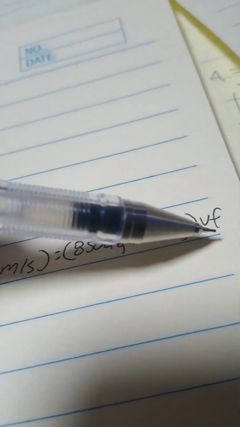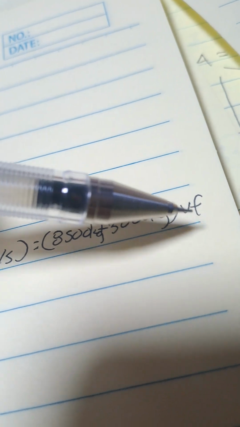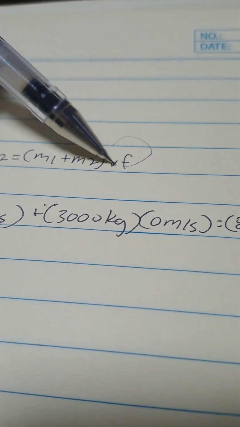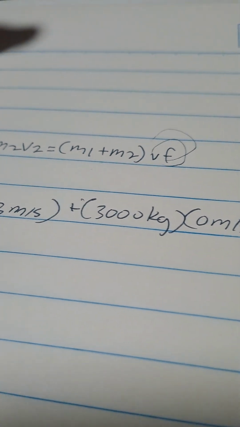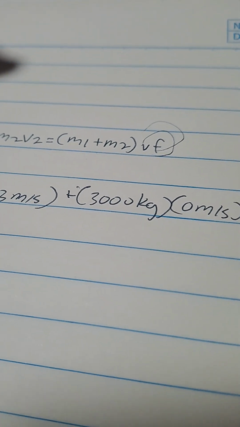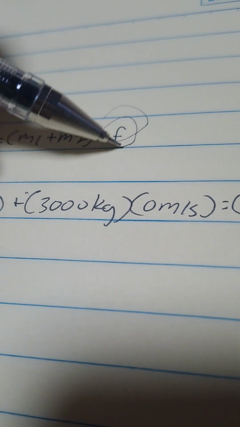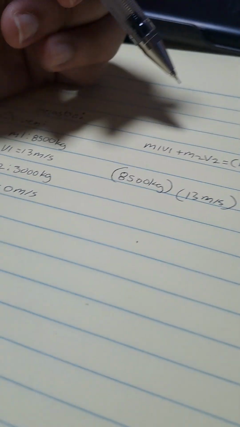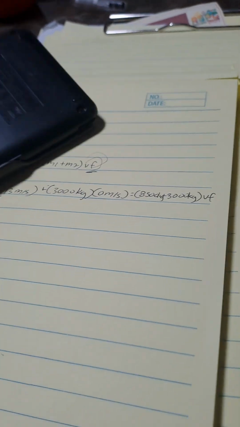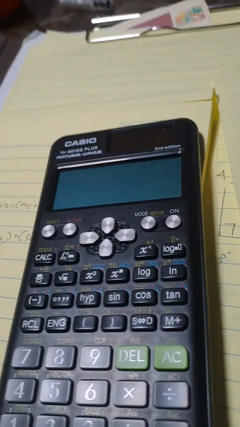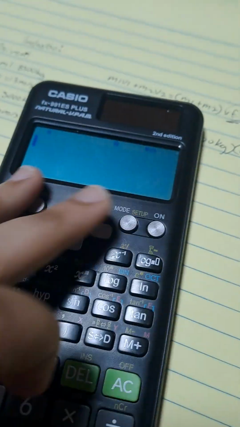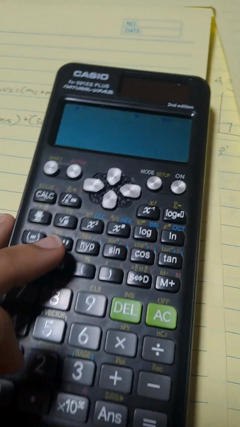So if we are given like this and no value is given for VF, you're basically finding your final velocity. If it's asking how fast it's going, or if it's asking for velocity, then you're basically solving for your final velocity. Okay, so you would use your calculator. You can do it mentally or write it down, but it's better if you just have a calculator.